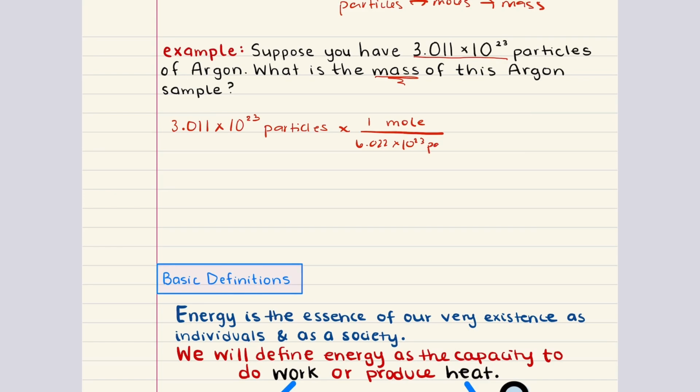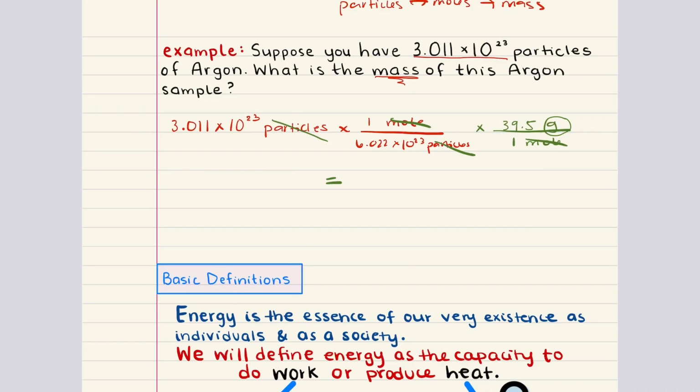You're going to see the word particles cancels out in the numerator and denominator, leaving us with units of moles. Next, we want to convert moles to mass. So here we're going to multiply by the molar mass of argon, which is 39.95 grams per mole. Again, you'll notice when we set it up this way, moles cancels, and it leaves us with units of grams. That's exactly what we want. So we know we set this up properly.